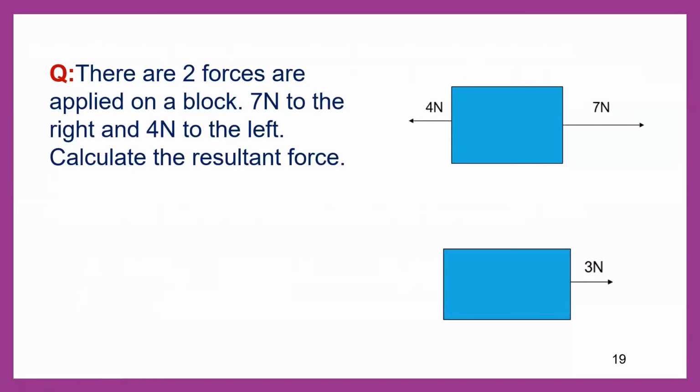There are 2 forces that are applied on a block, 7 newtons to the right and 4 newtons to the left. Calculate the resultant force in this case. So the resultant force is denoted by F, 7 newtons minus 4 newtons, and that's going to be 3 newtons to the right. If they ask you to show it with the help of a diagram, you can draw this kind of diagram.